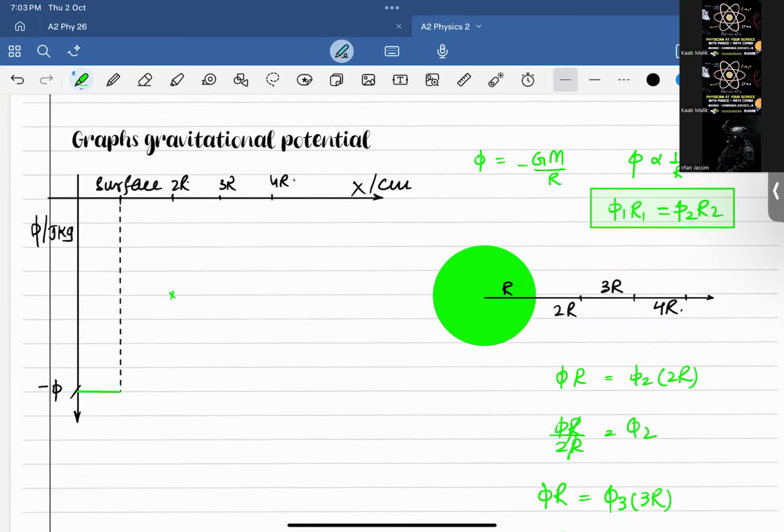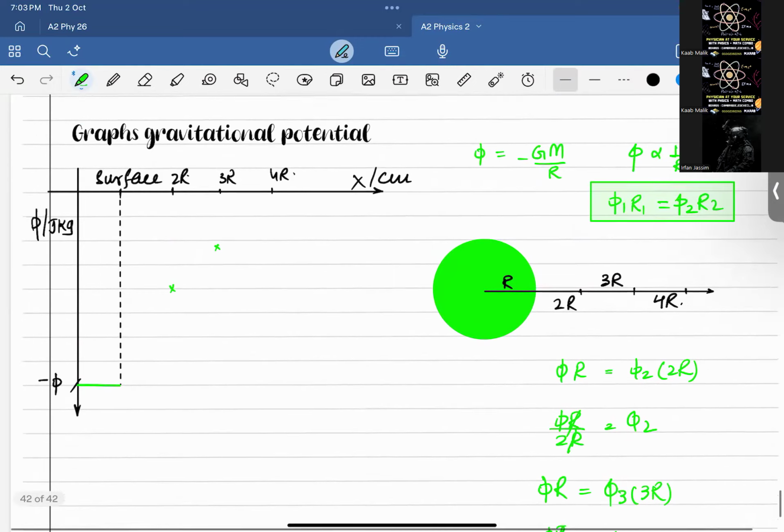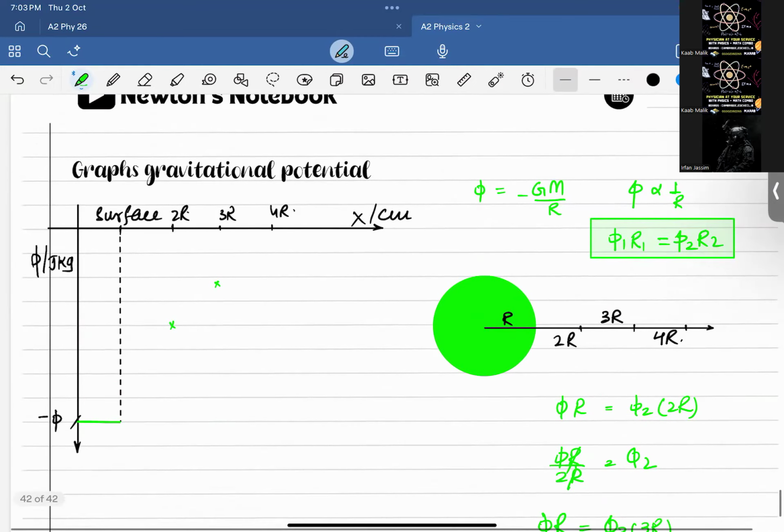Which means 25%, okay, 50%, and then 33%. So this is 50%, and this is going to be 25%, and 33% would be somewhere right here. And then at 4r, if you do the similar working, you'll get 1 over 4, which is 0.25. So right here. And if we draw the graph, the graph will look like this.